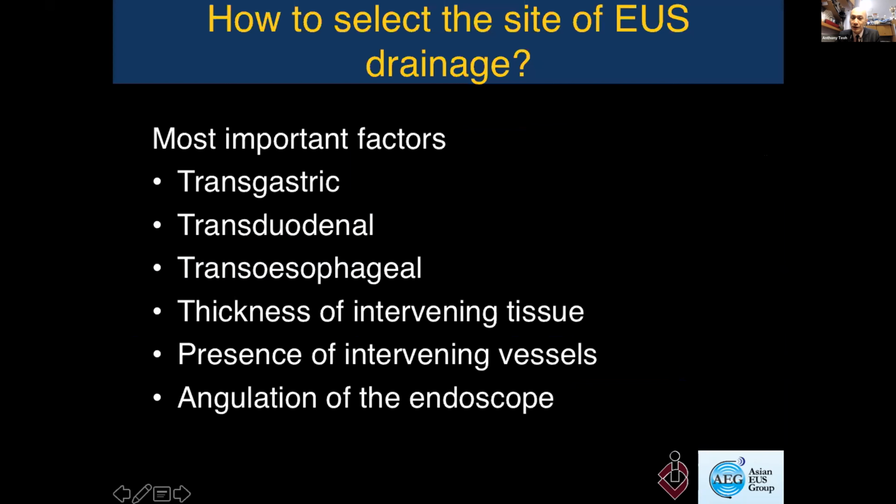So in terms of techniques, we can drain these collections either via a transgastric or transduodenal, and sometimes transesophageal approach, although this is uncommon. Usually we drain from the area where there's less tissue between the two organs, either from the stomach or the duodenum. Sometimes these patients have a portal vein thrombosis resulting in a lot of gastric varices. So there will be a lot of intervening vessels. As a result, we need to assess them. And of course, the angulation of the endoscope.